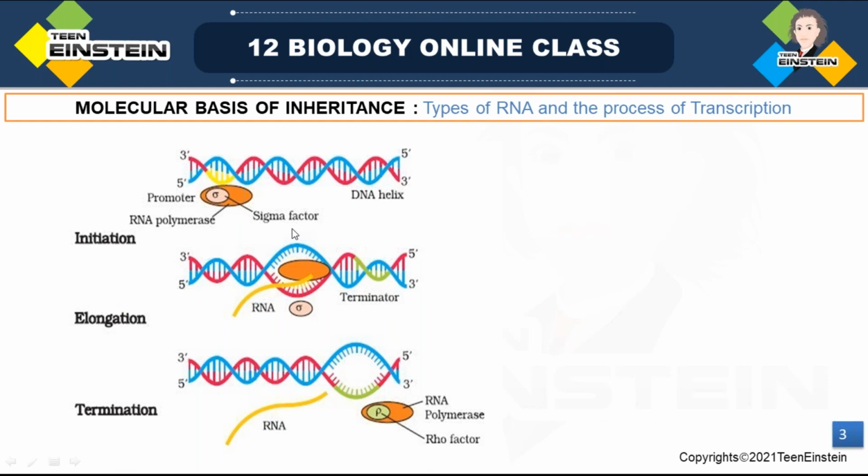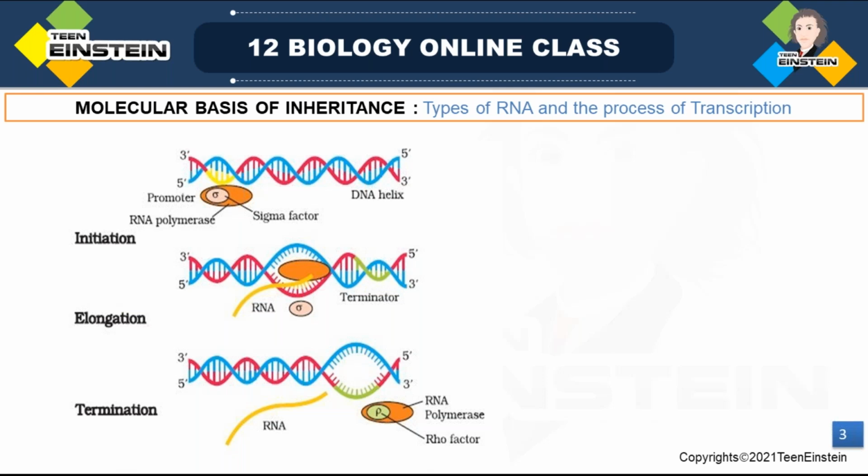Sigma factor is called the initiation factor, and Rho factor is the termination factor. So to initiate, RNA polymerase gets attached with the sigma factor, and to terminate the transcription, RNA polymerase gets attached with the Rho factor. So the association with the sigma factor or the Rho factor determines, or alters, the specificity of RNA polymerase.